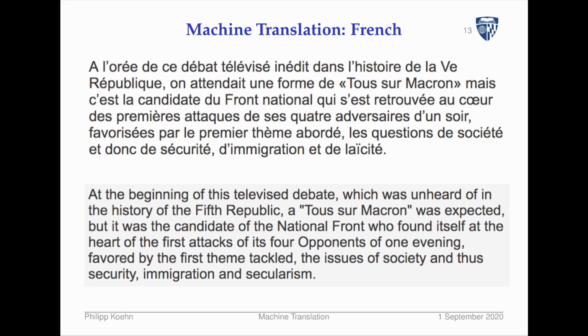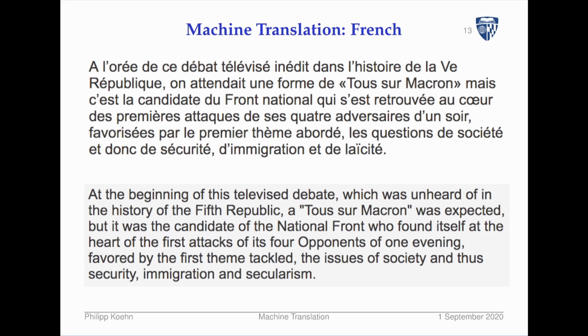So this reads actually pretty nicely. There's some debate if this Tous Macron should have been translated as all against Macron. Probably should have, because it's not quite clear what it means, and it's not really a name of anything that you want to preserve the name of.